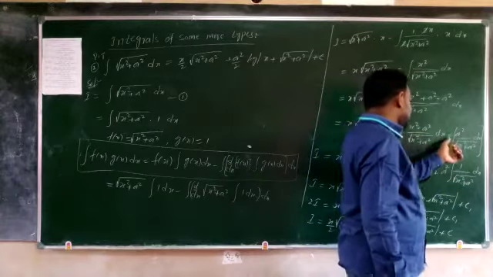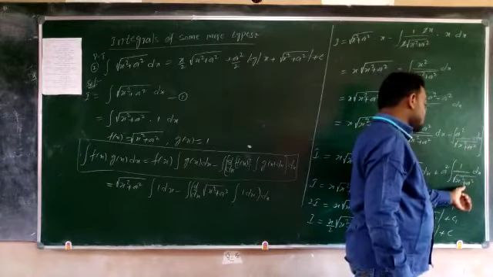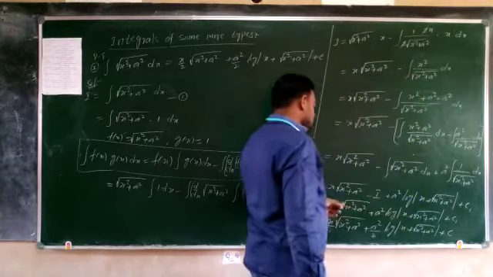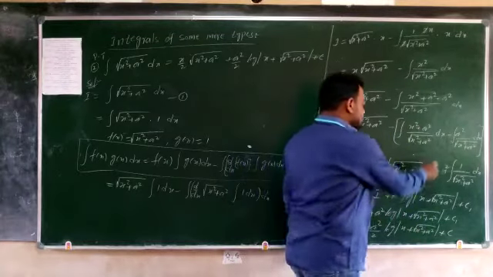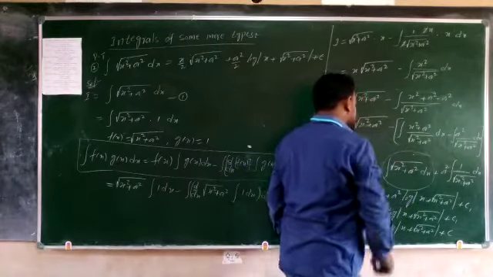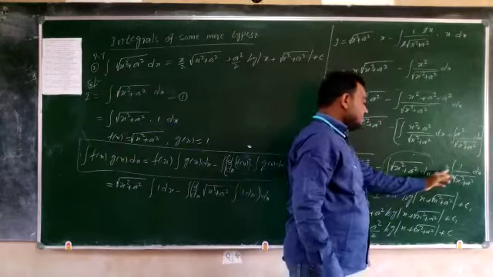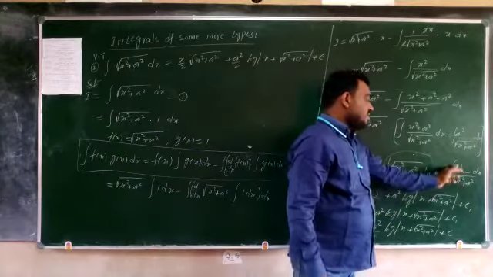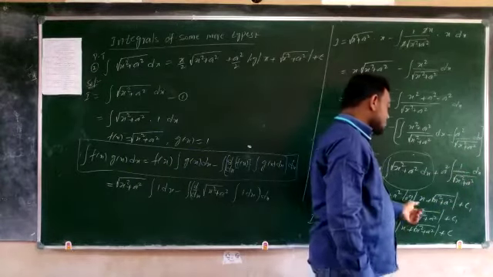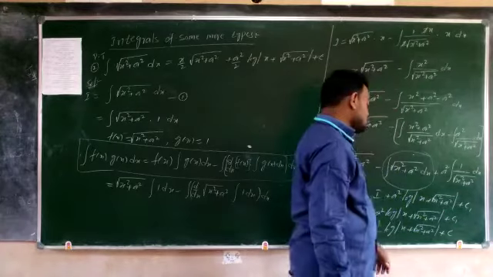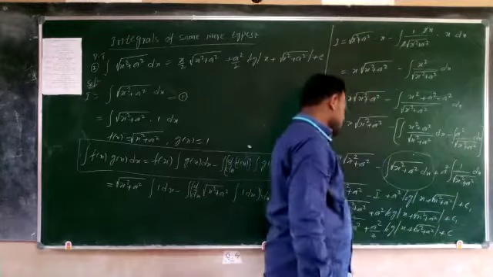Next, minus into minus, plus a square is constant before the integral. Integration of 1 by square root of x square plus a square dx. This first term as it is is equal to what? This one, from equation number 1, is equal to I. So I is substituted. A square into this formula we know: integration of 1 by square root of x square plus a square is log mod of x plus square root of x square plus a square. Next, plus constant, C1 I am writing.